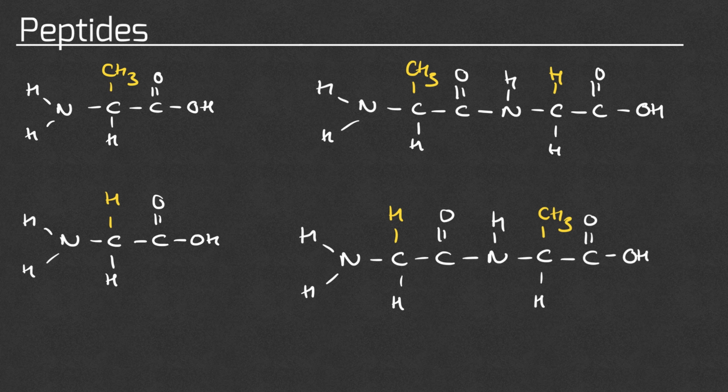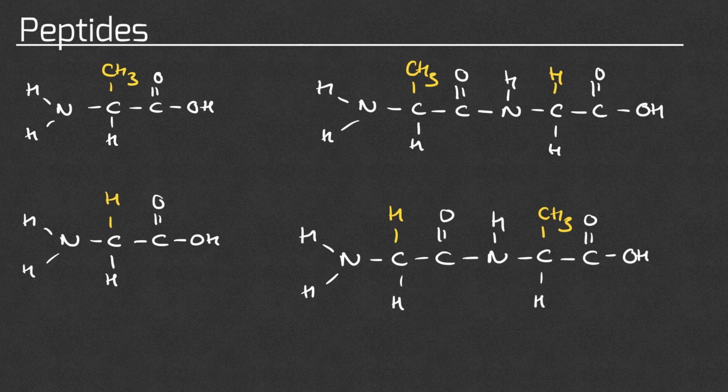Or we could join them together the other way around, so the R groups have been reversed. Now these are two different molecules. To satisfy yourself of this, on the first molecule, the CH3 group is closest to the amino group at the end of the molecule. In our second example, this CH3 group is now closest to the carboxylic acid at the end of the molecule. So these are two distinct products.